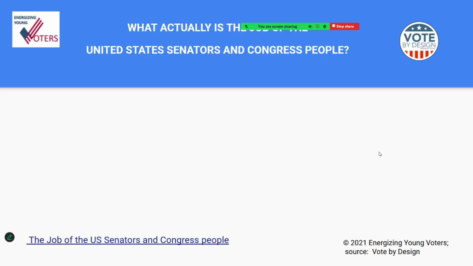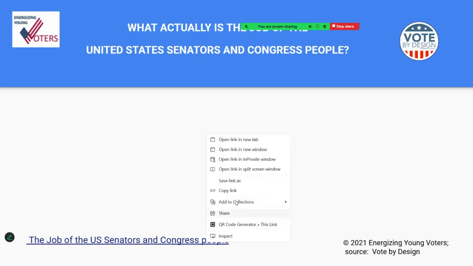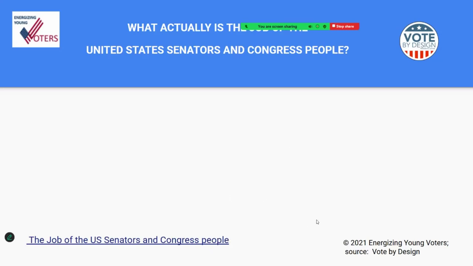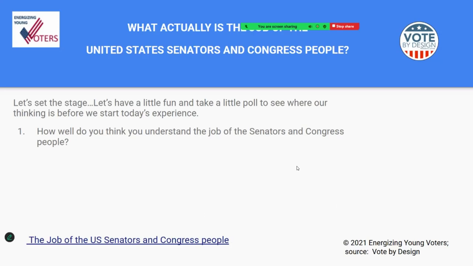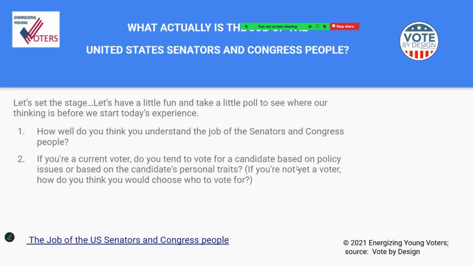Let's set the stage. You're going to be asked to take a little poll, and I am going to try to do it exactly the right way today. And you're going to be asked a couple of questions. The first one is going to be, how well do you think you understand the job of your representative in Washington? The second one is going to be, if you're a current voter, which all of you are, do you tend to vote for a representative based on policy issues or based on the candidate's personal traits?